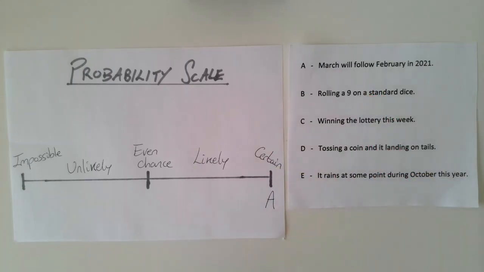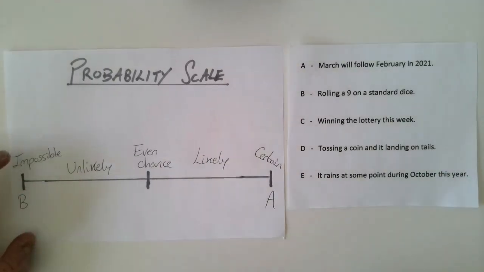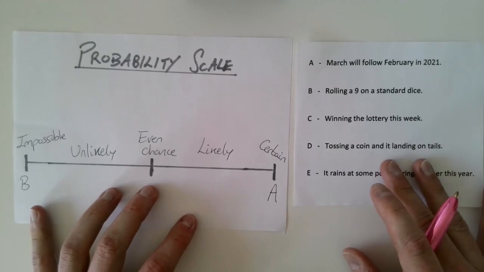Now event B is rolling a 9 on a standard dice. Well, a standard dice is between 1 and 6, so it only has the numbers 1, 2, 3, 4, 5 and 6. So there is no way that you can roll a 9 on a standard dice. So therefore we call it an impossible event. So event B will be all the way down the other end of this probability scale.